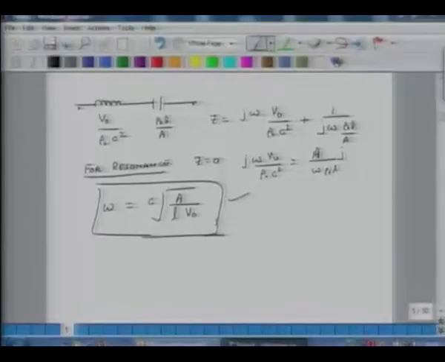I can use this Helmholtz resonator in a lot of ways. It has its applications. We'll talk about a couple of applications. The first application where it is used a lot is in sound systems.